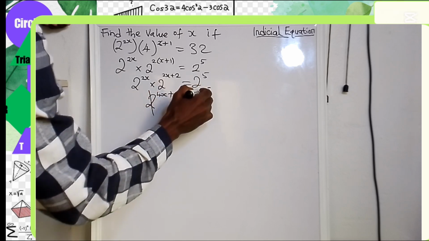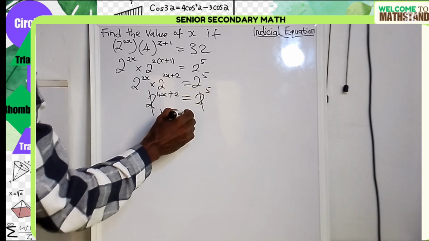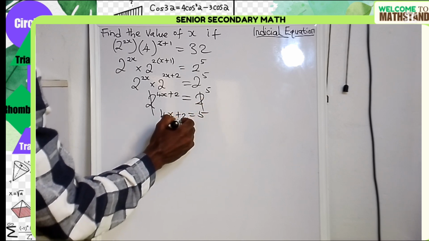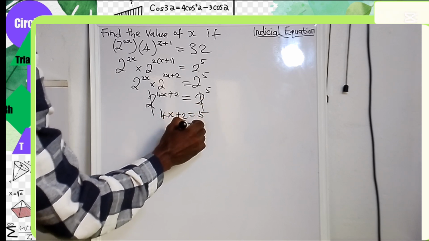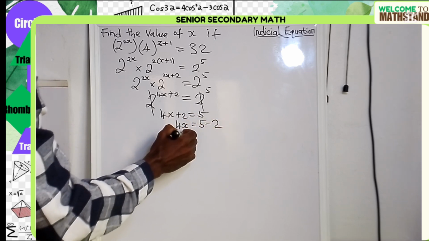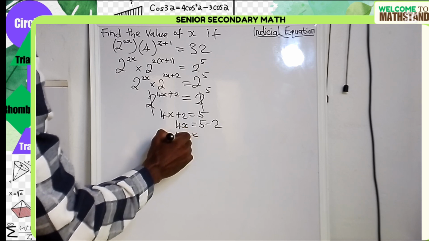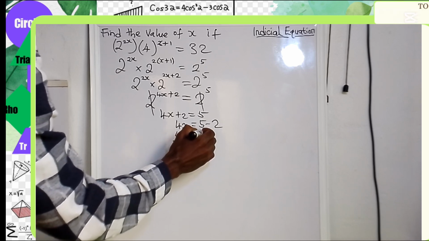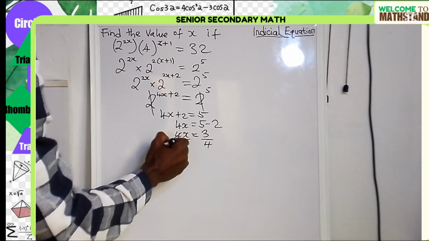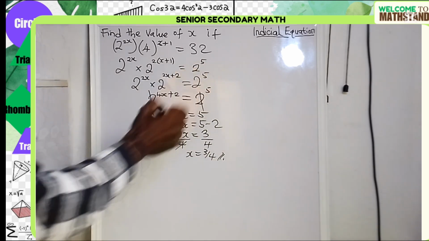From here we discard the bases and then bring down 4x plus 2 equals 5. So subtract 2 from both sides, we have 4x equals 5 minus 2, which is 3. Let's just divide both sides by 4. From here x equals 3 over 4.